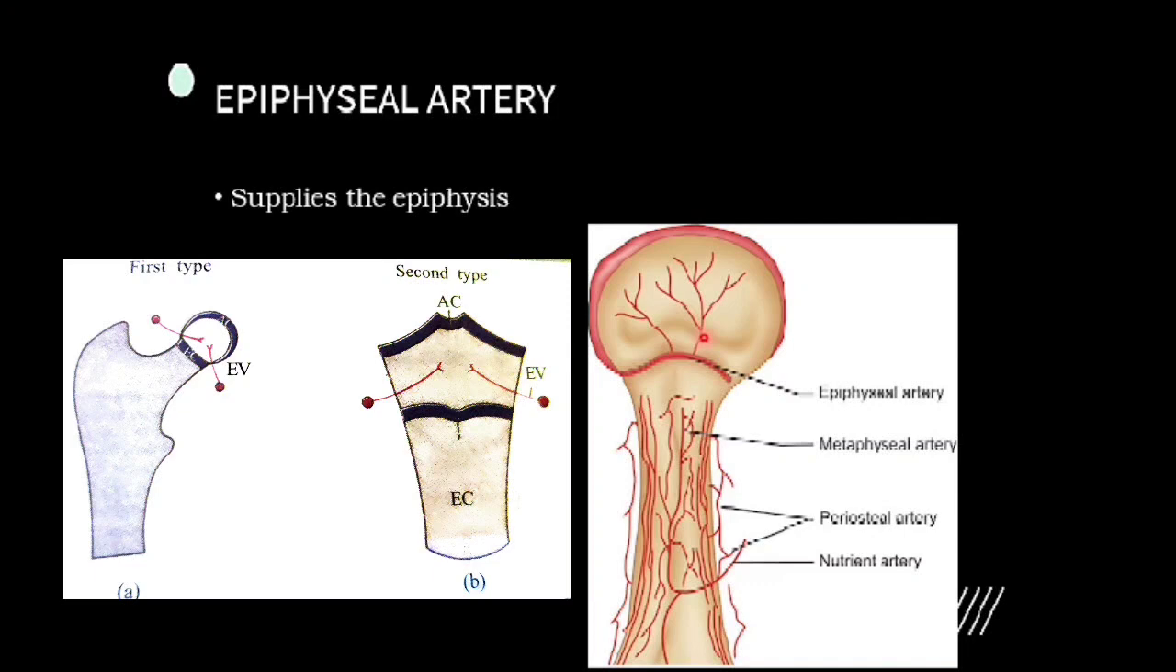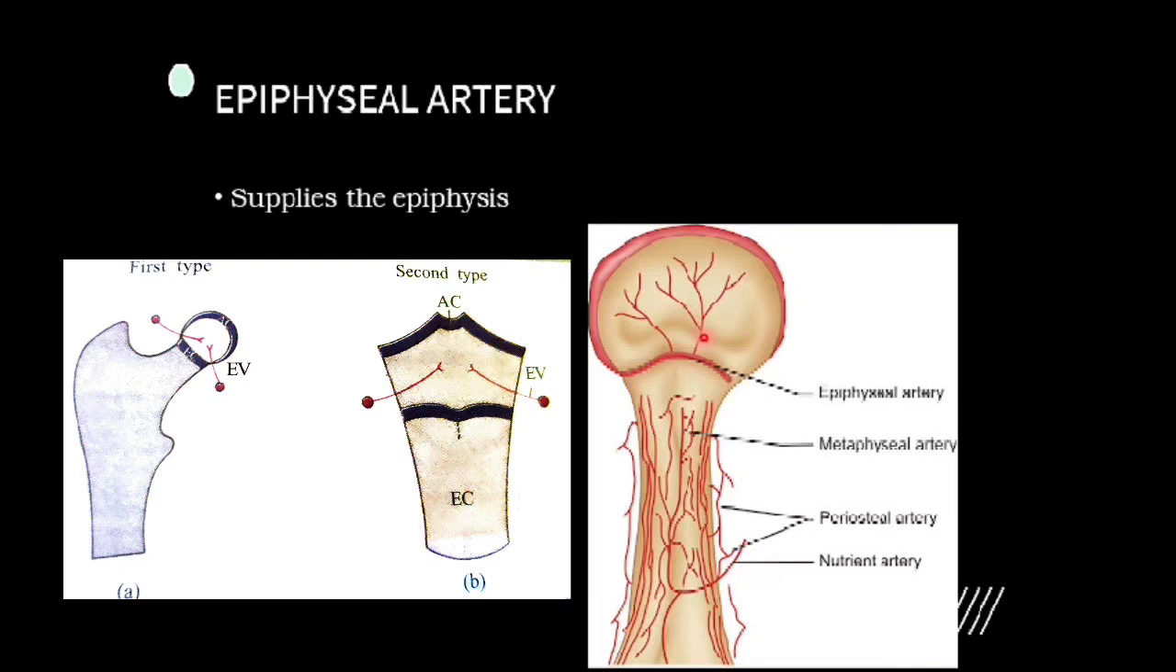Whereas in the second type, as you can see here, the articular cartilage and the epiphyseal cartilage are not continuous. So the blood vessels enter the epiphysis directly without piercing the epiphyseal cartilage or the articular cartilage. Because of this, even if any injury to the epiphyseal cartilage occurs, there won't be avascular necrosis of the epiphysis. So that is the significance of the epiphyseal arteries.